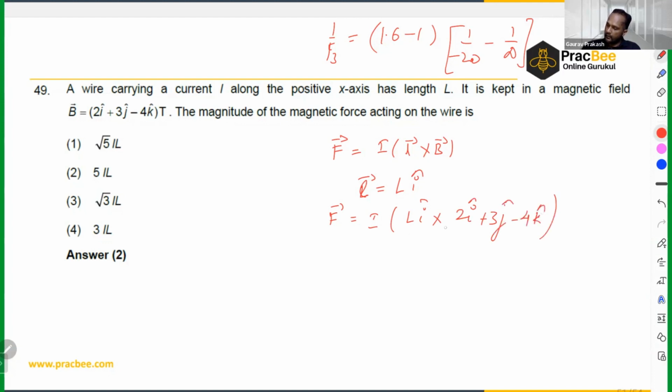If I take the cross product here, when i gets multiplied by i, it becomes 0. i cross j is k, so this is equal to 3k, and when i gets multiplied by k, i cross k is minus j, so this is plus 4j. So if I want to find the magnitude, this is 5 times IL. So the second option.